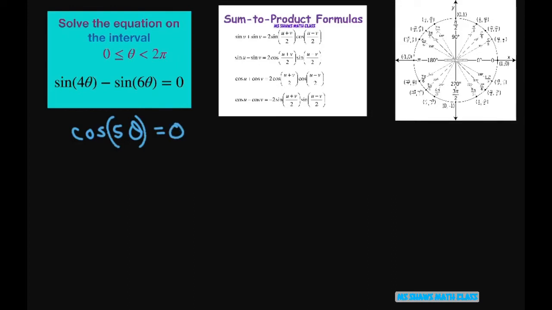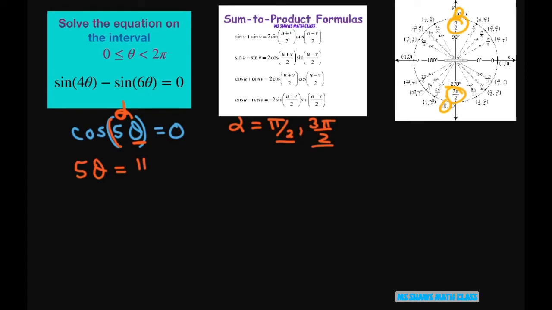So we're looking for where cosine is 0. Cosine is 0 here and here. That's at pi divided by 2 and 3 pi divided by 2. So if this were alpha, then my alpha would be pi divided by 2, 3 pi divided by 2. We want this argument to be these. So I have to solve for my angle theta to make it true. So we're going to take 5 theta, and we want it to equal alpha.